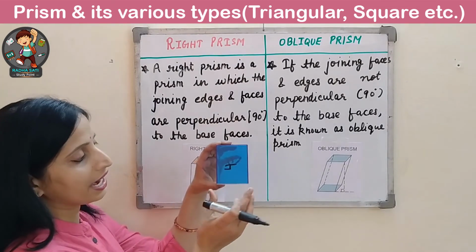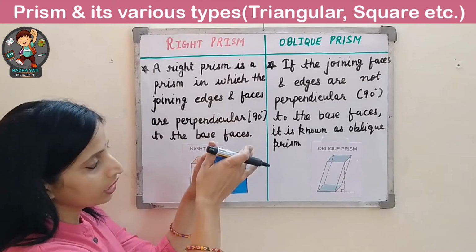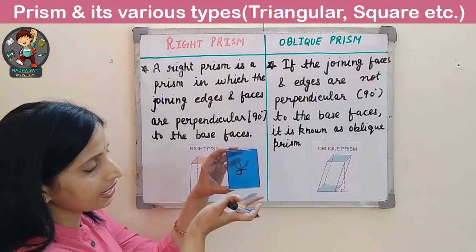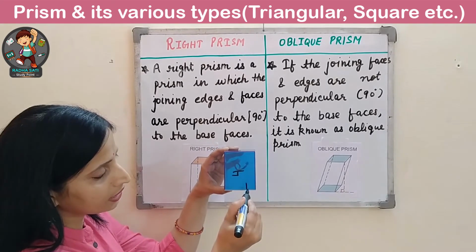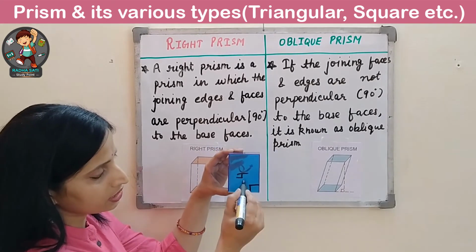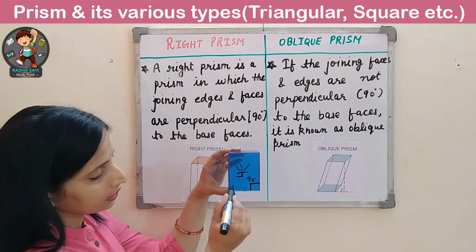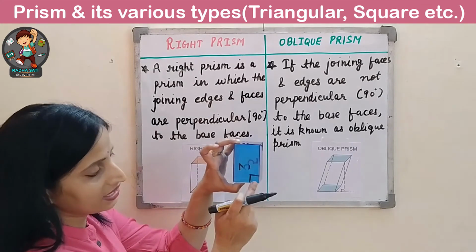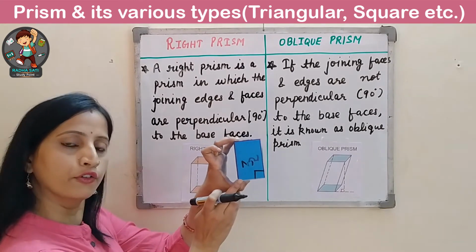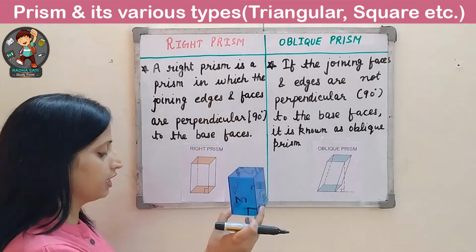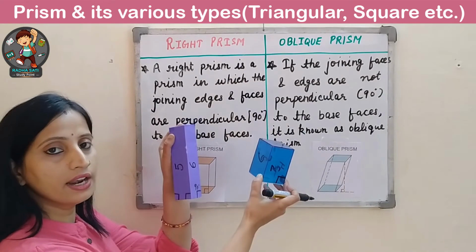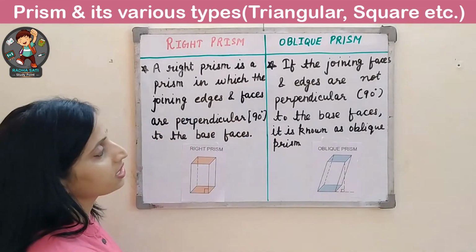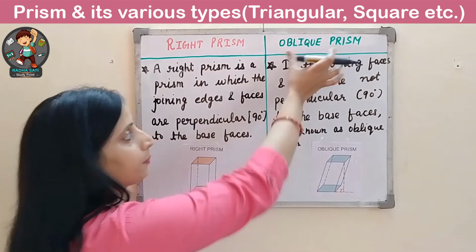You can see in this rectangular prism also the joining edges and faces are making an angle of 90 degrees with the bases. So this is an angle of 90 degrees. Okay. So at every corner an angle of 90 degrees is getting formed. So these prisms are our right prisms. Okay. Now the second type of prism are oblique prisms.